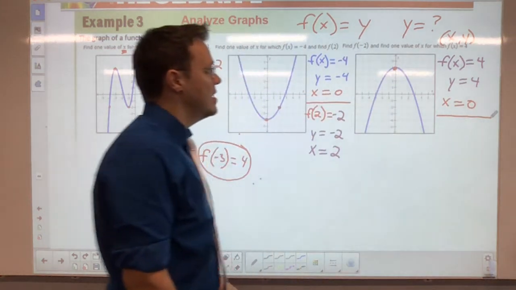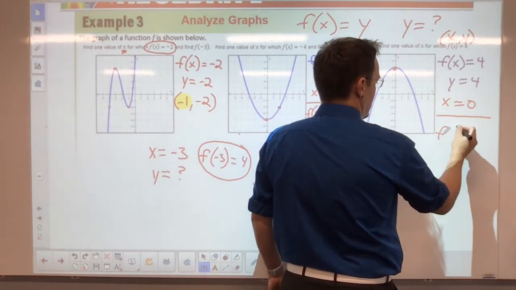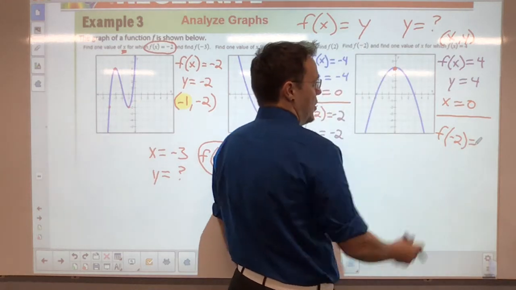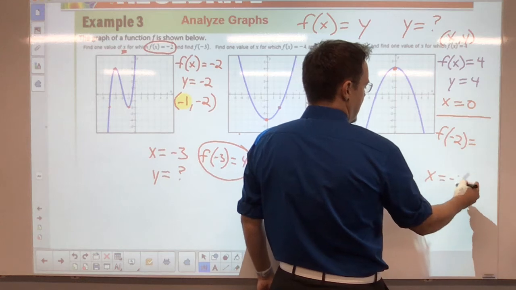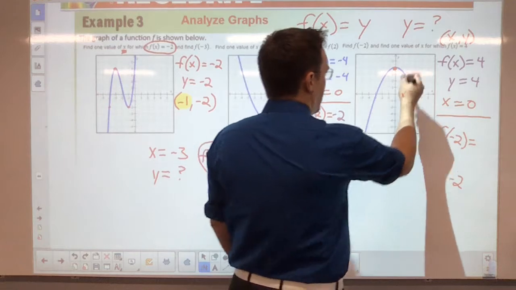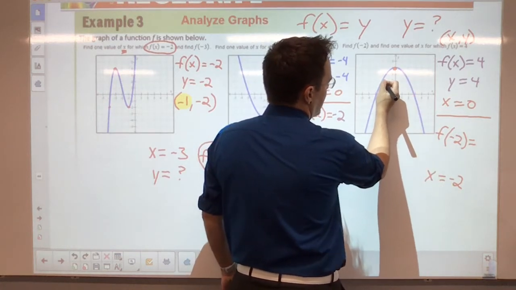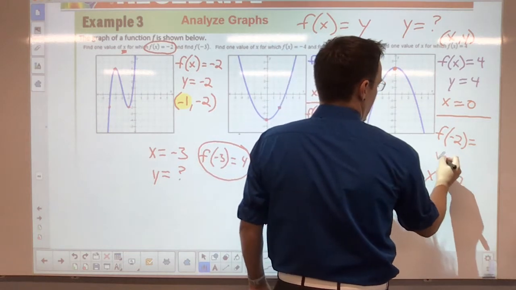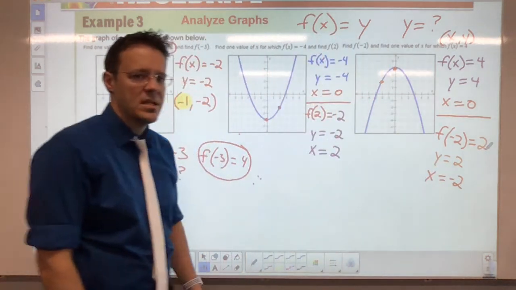Then the very last one on here is find f of -2. So f of -2 equals, we don't know what it is yet, but we know that's an x, and x equals -2. So on this graph, I'd go over to -2, and the only point would be right there, which is y equals 2, just like that.